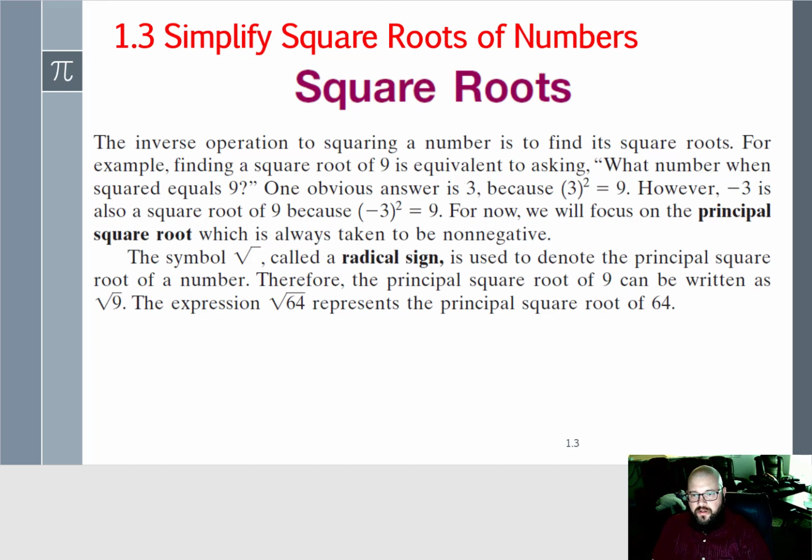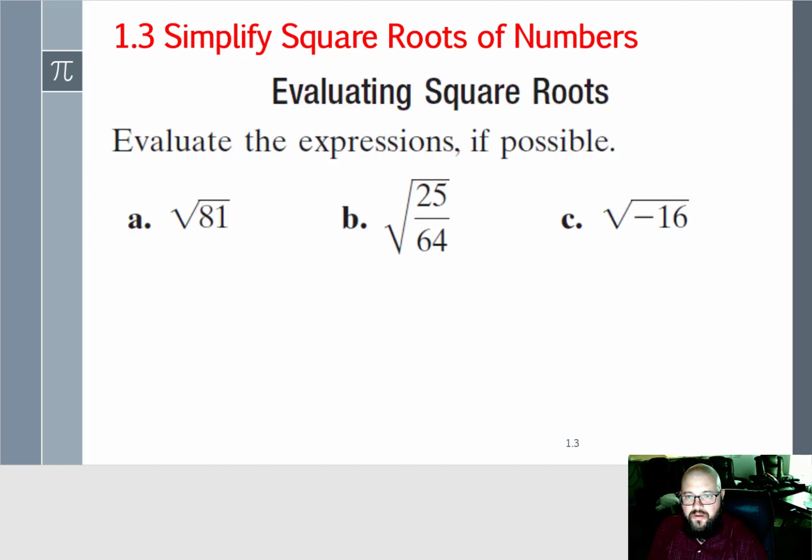The symbol, called the radical sign, is used to denote the principal square root of a number. Therefore, the principal square root of 9 can be written as square root of 9. The expression square root of 64 represents the principal square root of 64. Alright, so basically we're just doing positive numbers with a square root. That's what you can do. Alright, so let's work through some of these, evaluating square roots.